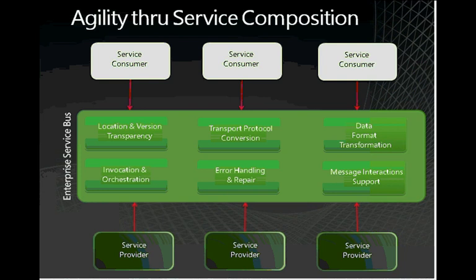So what is an ESB? The main purpose of an ESB is to provide a mediation layer between the service consumer and the service provider. It provides common reusable services like, for example, the transformation of data or the conversion of a transport protocol, like, for example, from HTTP to message queue or to file. You can do the orchestration of processes, so one generic place for error handling and repairing, for example, the message.